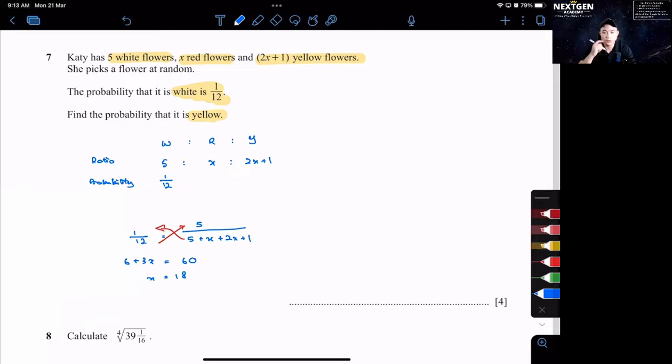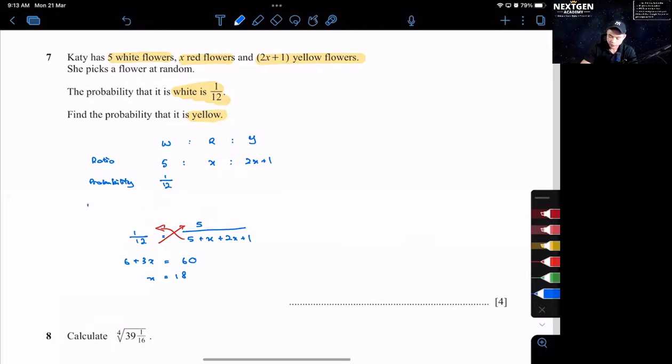So if you don't know, go and ask your friends how to do it. So x is equal to 18, but wait, this is not the final answer. x equals 18 is not the yellow flowers, right? We want to find the probability that it is yellow.